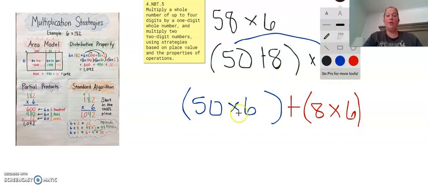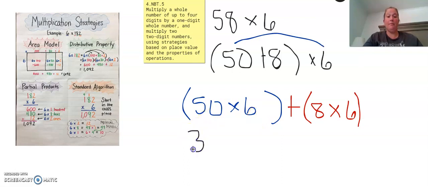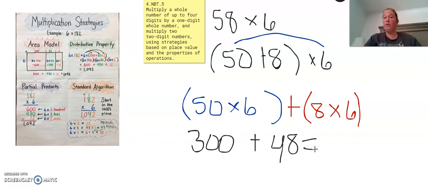So here's your little tip when you have a 0 at the end. 50 times 6. What I'm going to do first is do 5 times 6, I know is 30. And I'm just going to tack on that 0, okay? Because 30 tens is really 300, all right? And 8 times 6, if we know our facts, 48. Perfect. So you can mental math this part if you want. 300 plus 48. 348. All right, there's our answer.